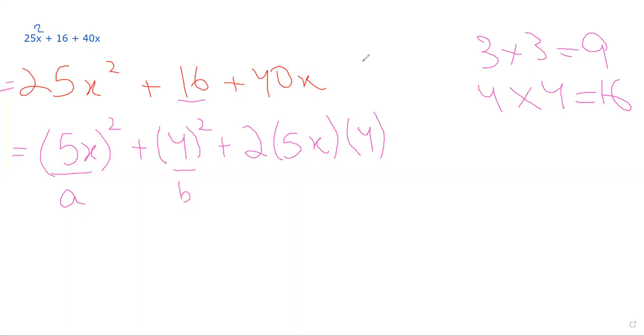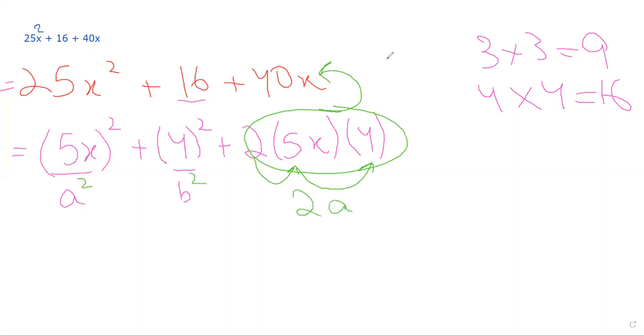So if you solve this, 2 fives are 10, 10 fours are 40, 40x. Is it equal to this one? Yes. So we can write the formula like this: this is a square, this is b square, and this is 2ab. Okay, a square plus b square plus 2ab is equal to a plus b whole square. Very good.